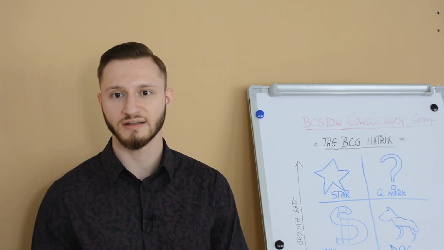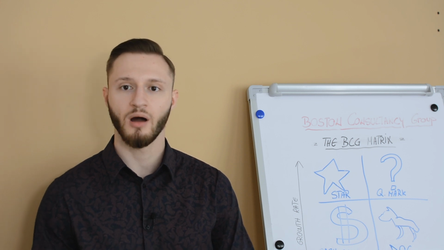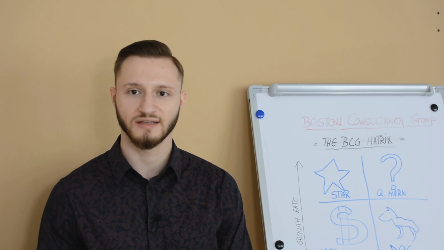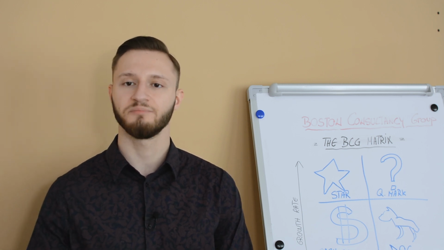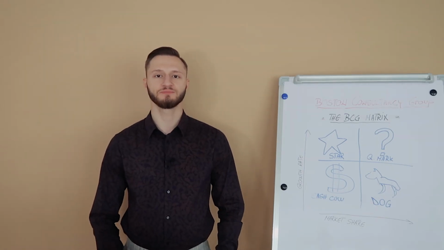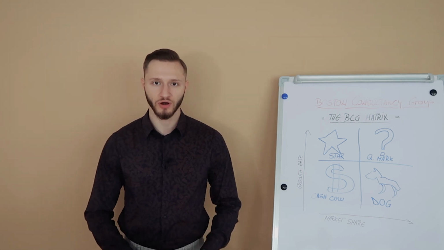And because these products will die out at some point or they will transform into a dog, what a company needs to do is to constantly come up with new products and new services and have a new business portfolio that they can prepare for the future. So what I just explained is how the business portfolio analysis works and how the BCG Matrix works.